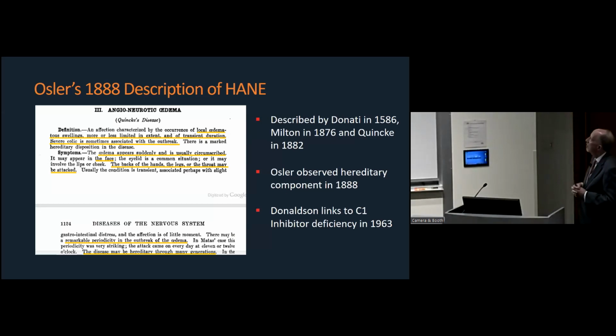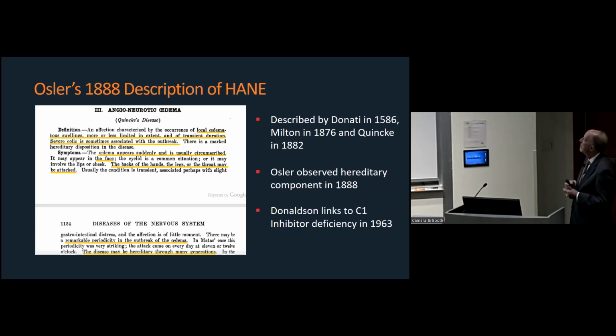And if you look at that, I think you can read it. He talks about angioneurotic edema. He gives Quincke credit for identifying it, but it's a localized edematous swelling, more or less limited in extent, of transient duration. Severe colic is sometimes associated with the outbreak. The edema appears suddenly and is usually circumscribed. The back of the hands, the legs, and the throat may be attacked. There's a remarkable periodicity of the outbreak of the edema, and the disease may be hereditary through many generations. He described what we're going to be talking about today perfectly just by observing a couple of families in Canada and also in the Baltimore, Washington area when he was at Hopkins.